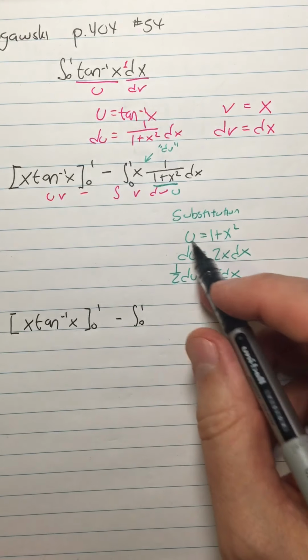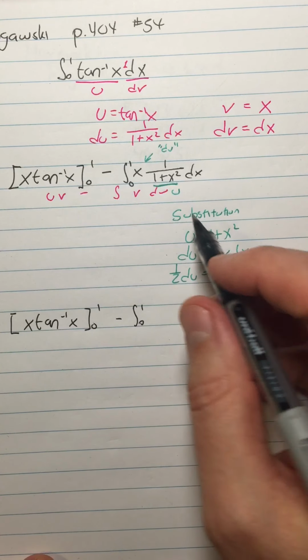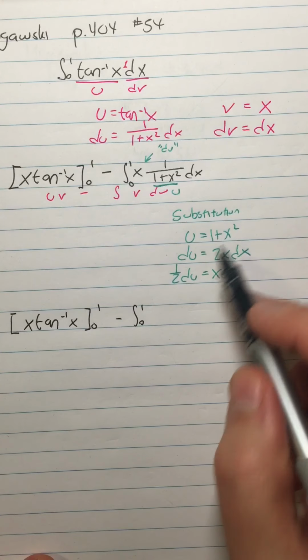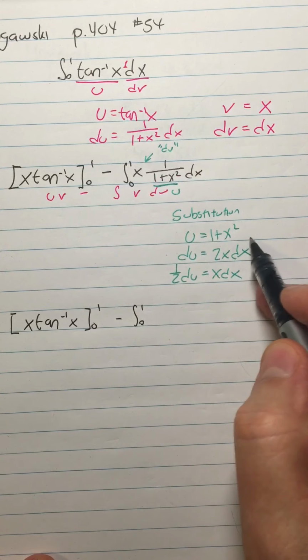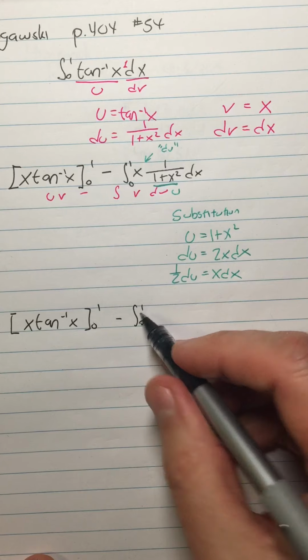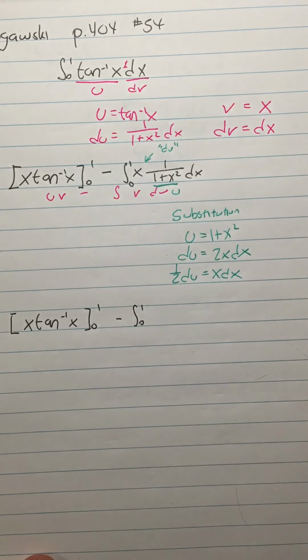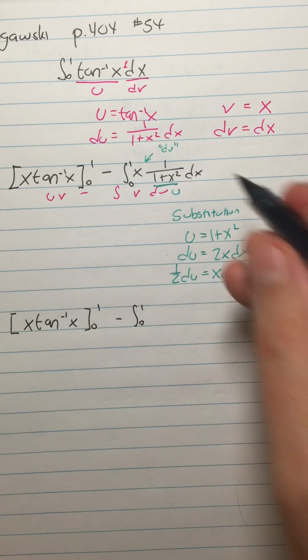If you like, you can use your u and change the limits of integration. What would they be? u of 0 is 1, so I do 1, and then u of 1 is 2. So I do the integral from 1 to 2, and then I don't have to substitute back in at the end. That's an option you have open to you that some people would like better.